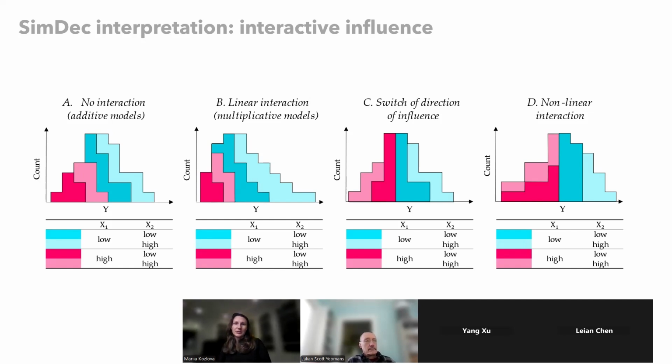So in C, we have the switch of direction of influence. When x1 is low, blue, the increase of x2 gives us higher output values. And when x1 is high, red, the increase of x2 gives us lower output values.